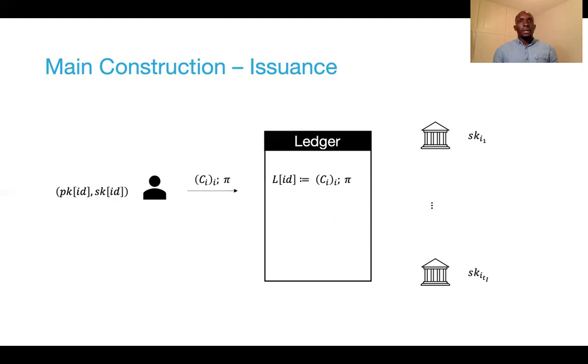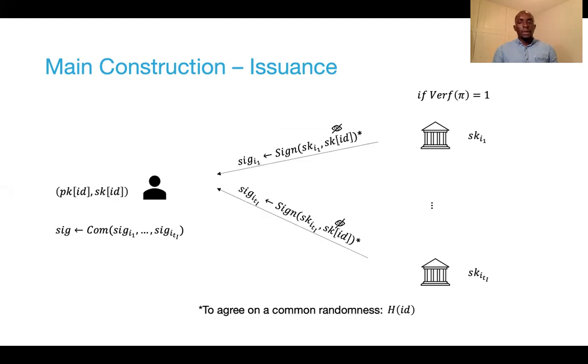She writes the ciphertext and the proof on an append-only ledger that is available to all parties in the system. If the proof is correct, and the issuers can verify this with respect to the opener public keys, even if they do not know the corresponding secret keys, each issuer blindly computes a PS signature share on the user's secret key. To agree on a common randomness, the trick here is to hash the user identity with the hash function modeled as the random oracle. The user can then combine the signature shares to obtain a full PS signature.